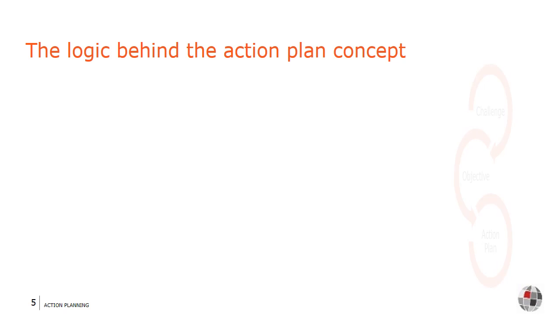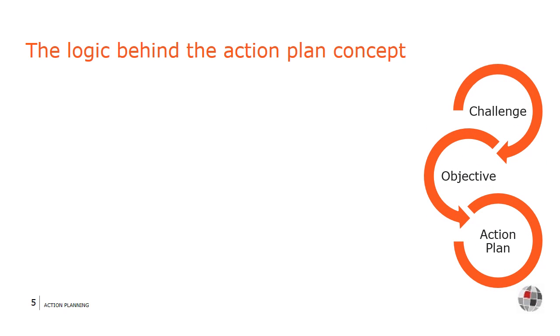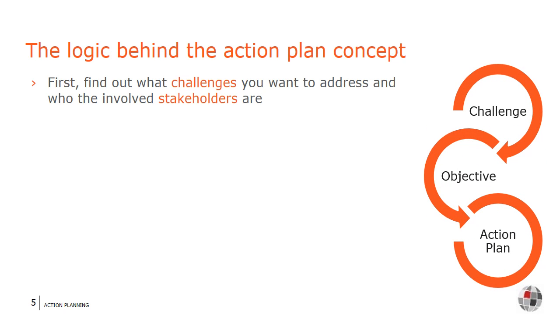In the action plan process, you first have to find out what challenges you want to address by the initiative in your action plan and who the involved key stakeholders are. For example, if you have too many road accidents in a given area, you might want to address this issue by finding out why that is to say, what are the main causes, and who the stakeholders involved are. A thorough understanding of the challenges and the stakeholders is a prerequisite to proper planning.